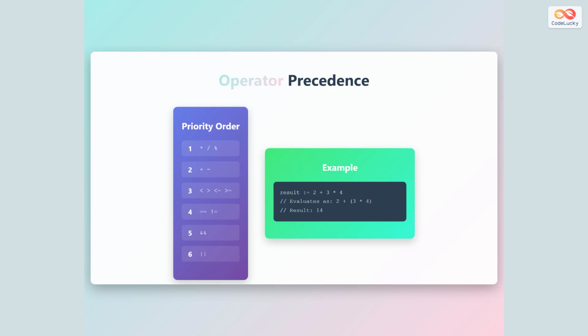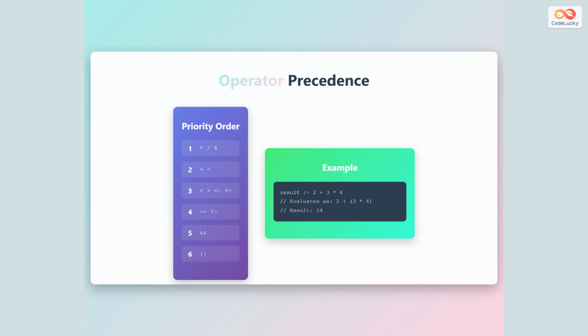It's important to understand operator precedence. Operator precedence determines the order in which operators are evaluated in an expression. Operators with higher precedence are evaluated before operators with lower precedence. In Go, the precedence of operators from highest to lowest is as follows: first, multiplication, division, and modulus; second, addition and subtraction; third, comparison operators like less than, greater than, less than or equal to, and greater than or equal to; fourth, equality operators like equals and not equals; fifth, the AND operator; and sixth, the OR operator.